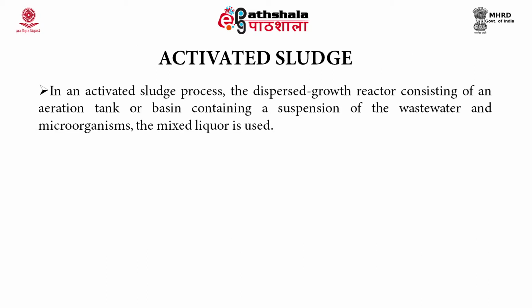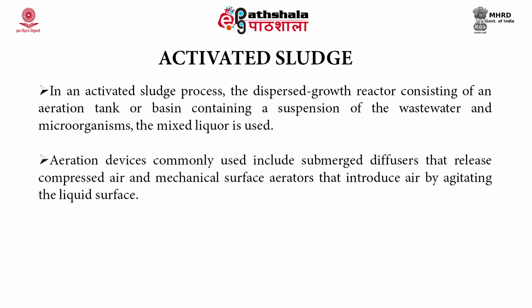First, activated sludge process. In the activated sludge process, the suspended growth reactors consisting of an aeration tank or basin containing a suspension of wastewater and microorganisms is used. The content of the aeration tank are mixed vigorously by the aeration devices, which supply oxygen to the biological suspension. These aeration devices are commonly submerged diffusers that release the compressed air, or they can be mechanical surface aerators that introduce the air by agitating the liquid surface.